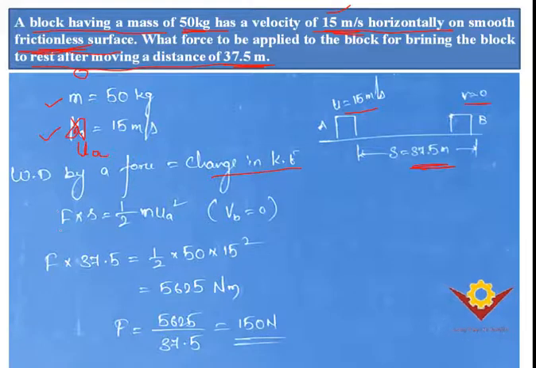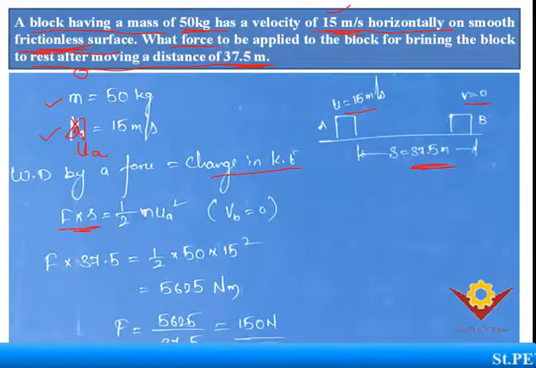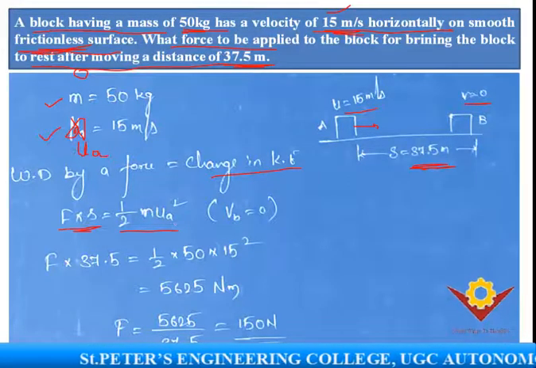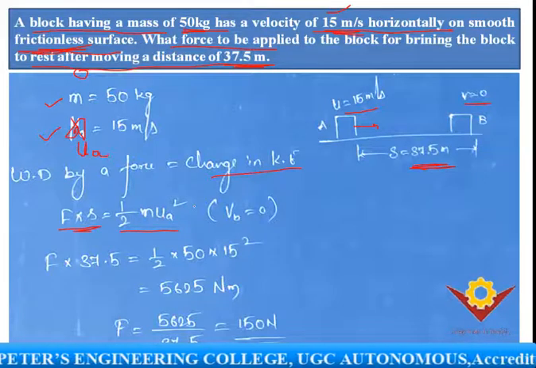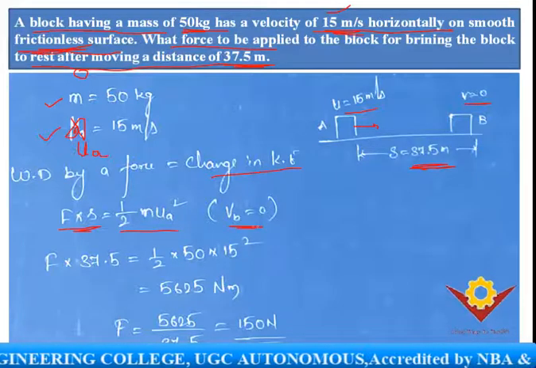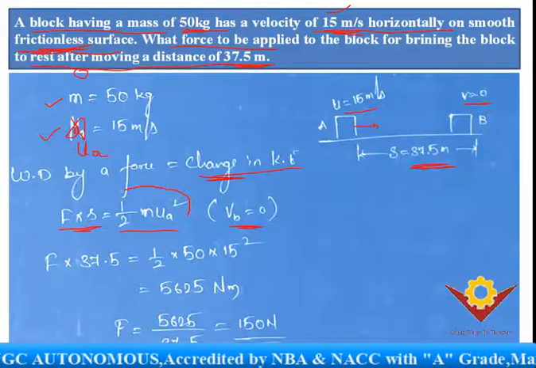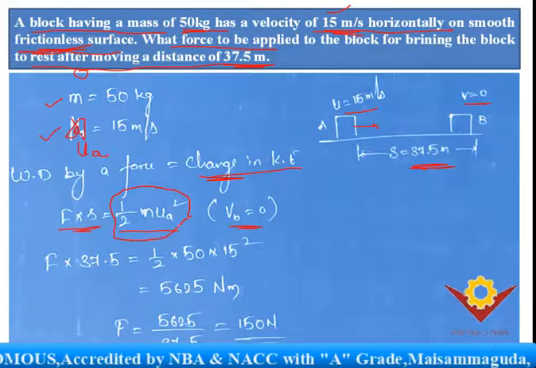What is work done? Force into distance. And that equals, first what we require is what force is to be applied on this particular body. And kinetic energy is half m u square, and your final velocity is 0, so you're not taking the change, you're taking directly the initial kinetic energy.